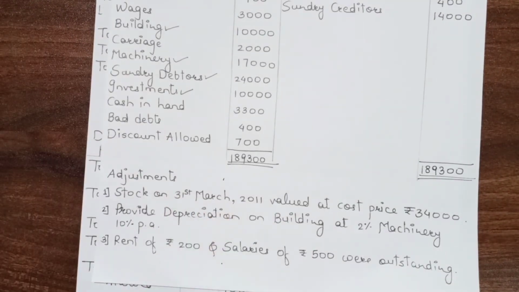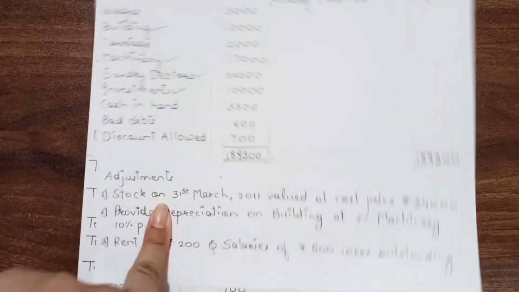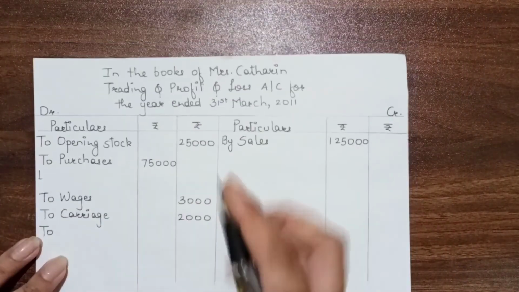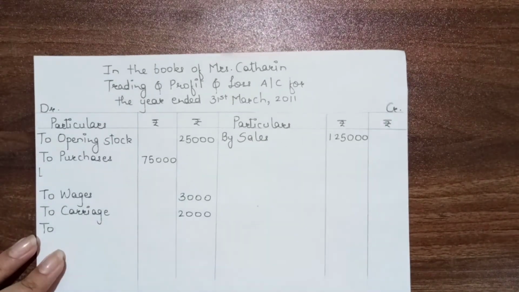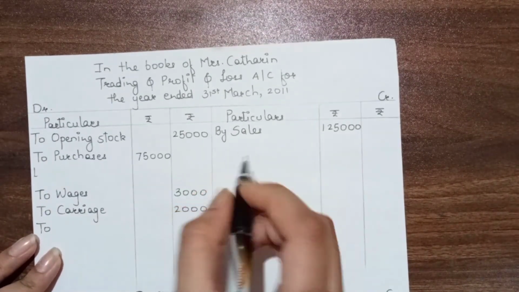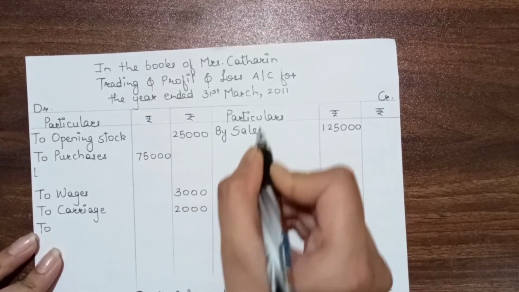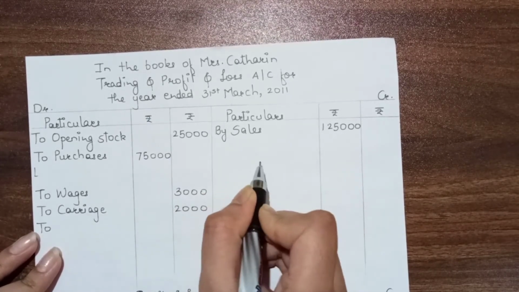First one is closing stock. Okay, so we will post the first effect. But we have to make sure the amount, the item before posting closing stock.